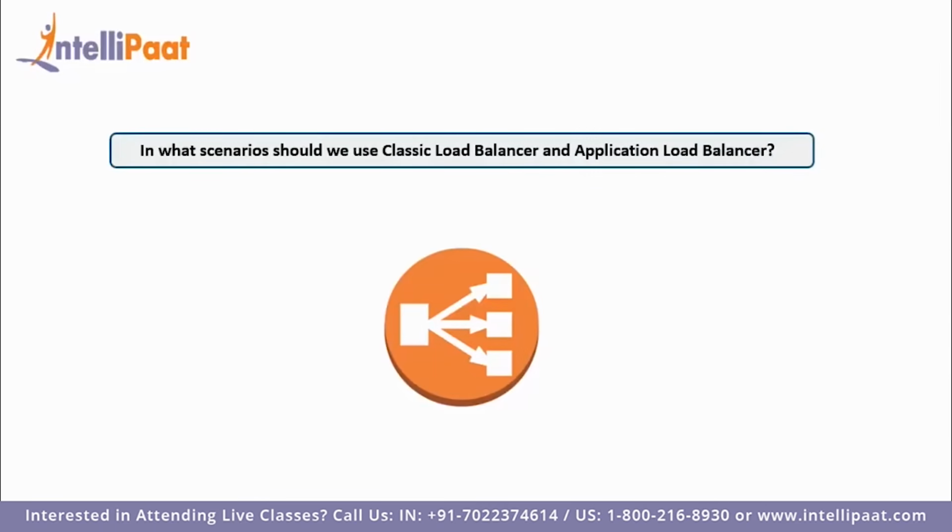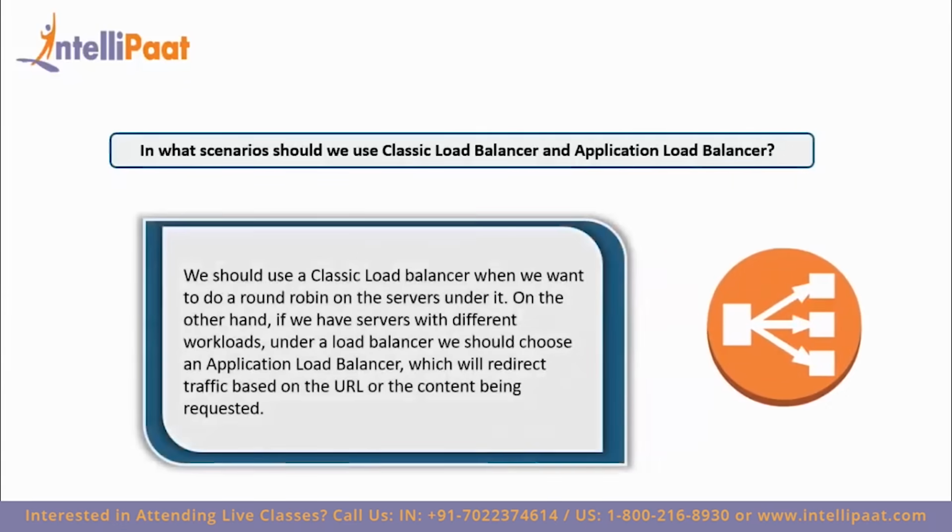Moving on, our next question is, in what scenarios should we choose classic load balancer and application load balancer? All right. So for this question, I think the best way to answer would be to understand what exactly is classic load balancer and what exactly is application load balancer. A classic load balancer is nothing but an old-fashioned load balancer which does round-robin based distribution of traffic, which means it distributes traffic equally among the machines which are under it.